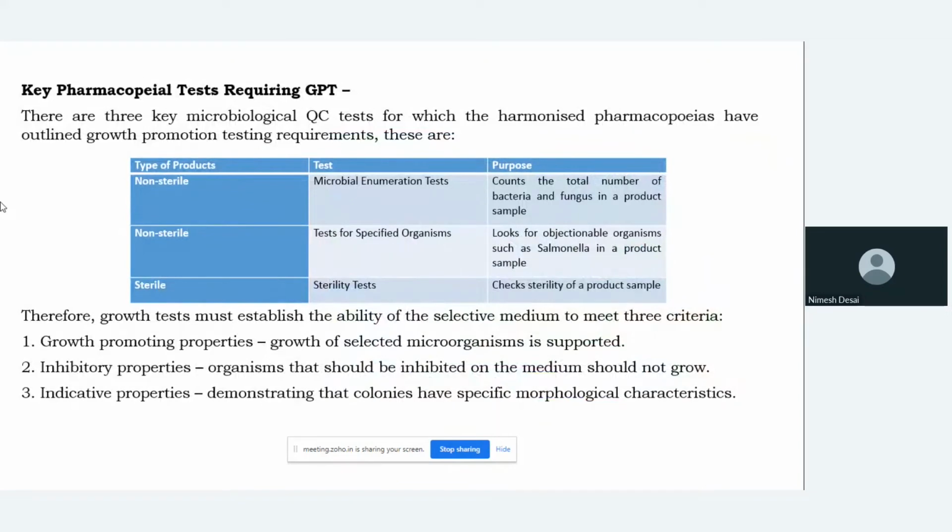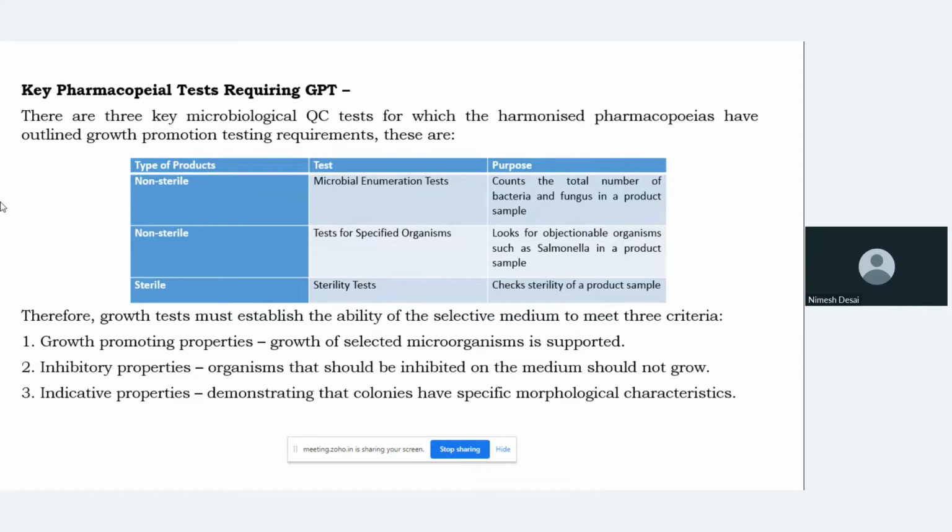Why is it a mandatory requirement? Referring to the pharmacopoeial references like the European Pharmacopoeia, Japanese Pharmacopoeia, Indian Pharmacopoeia, the microbial limit test for specified organisms and the sterility test are chapters which are harmonized. Harmonization indicates that, considering all the pharmacopoeias, the test procedure is similar. So looking at the requirements of these pharmacopoeias, we need to ensure the growth promotion activity of the media.